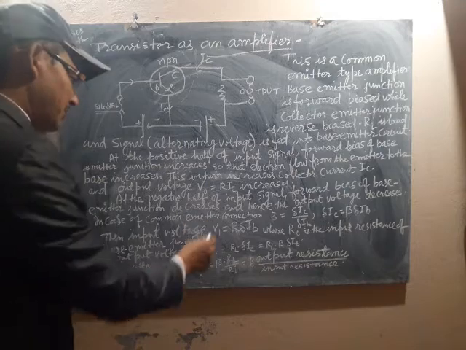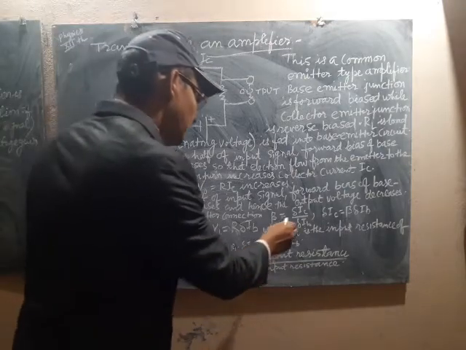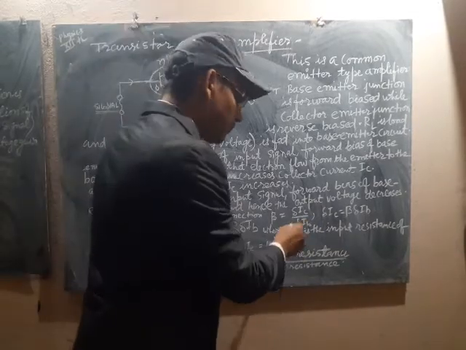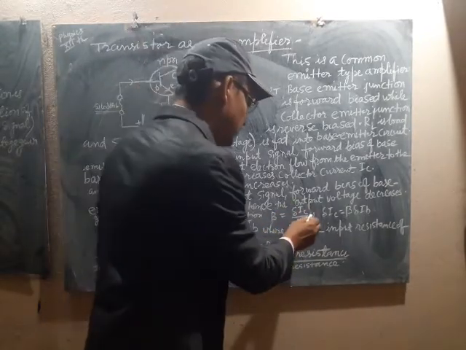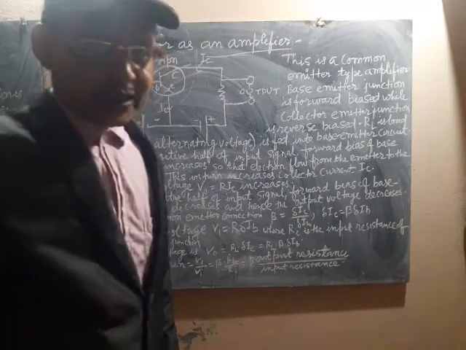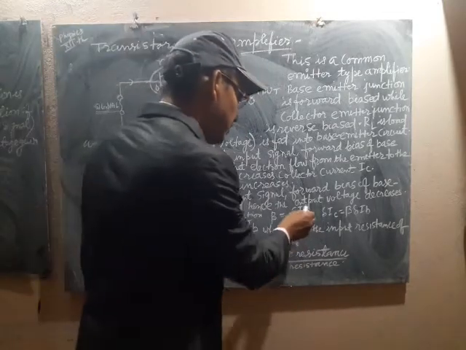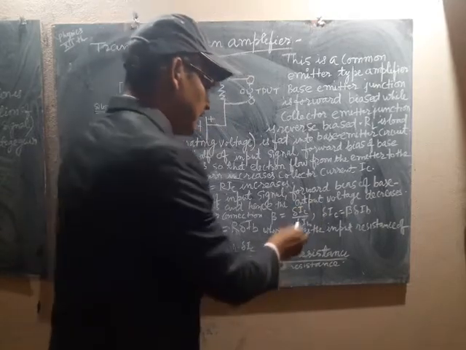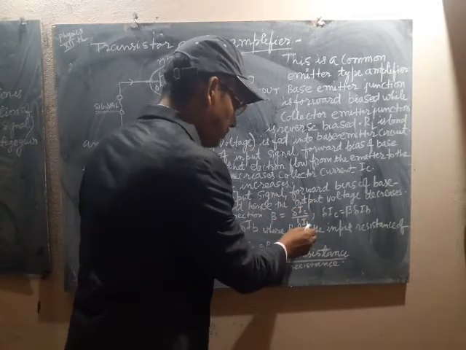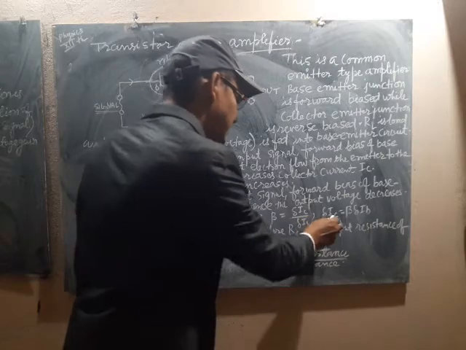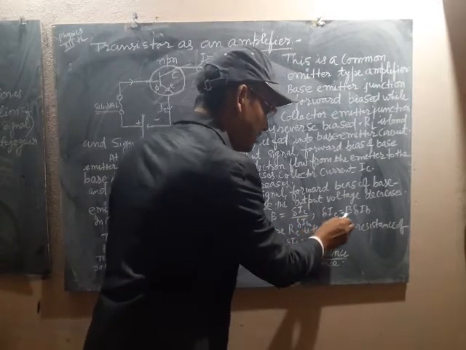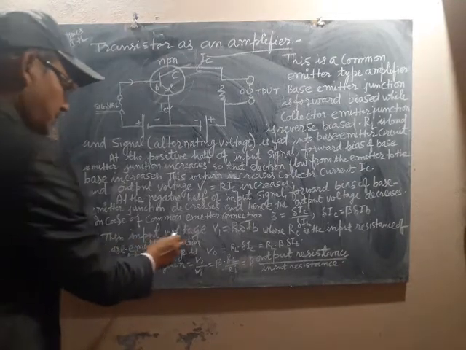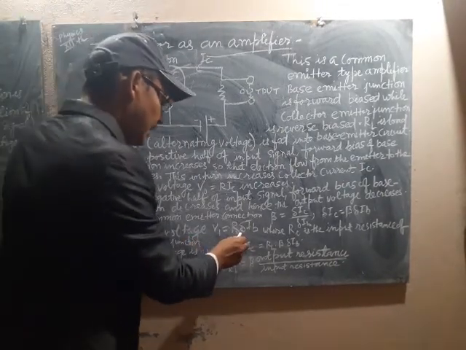In case of common emitter connection, beta is equal to delta IC by delta IB. Here it is for a small change. You should know basic things of calculus. Here you have taken a small collector current and a small base current. By cross multiplication, delta IC is equal to beta into delta IB.